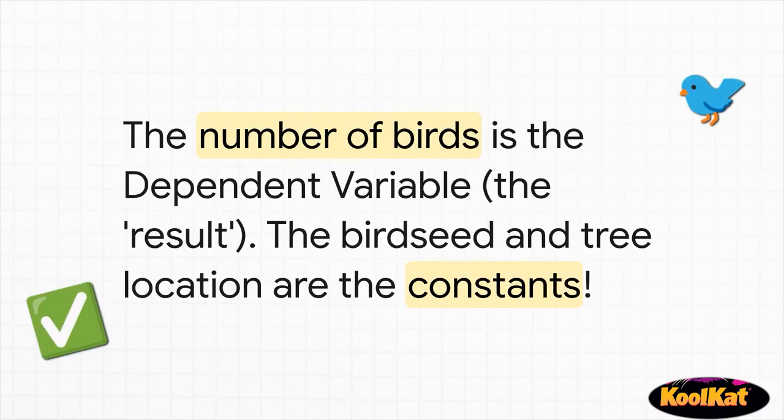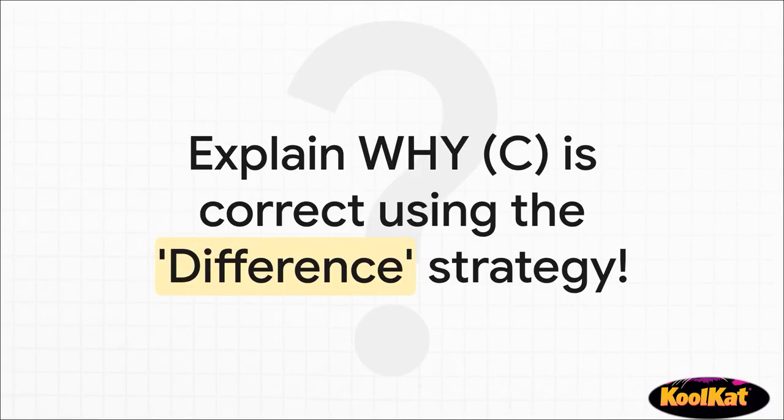And just so we're crystal clear, what's the result she's measuring? The number of birds, right? So that's our dependent variable. And the seed and location, constants. See? Independent variable, dependent variable, and constants. It all fits together perfectly. And just like that, you've totally cracked the code. You now know how to beat these questions every single time.